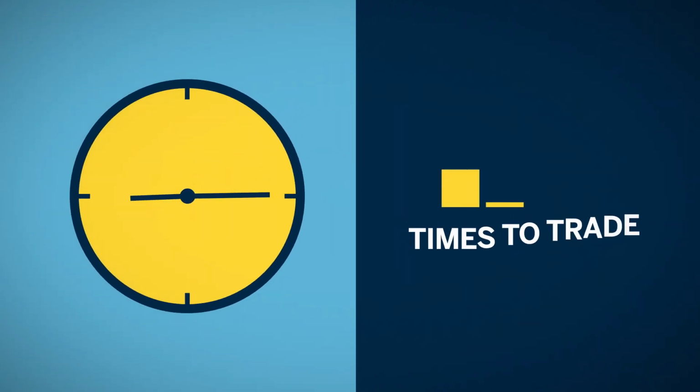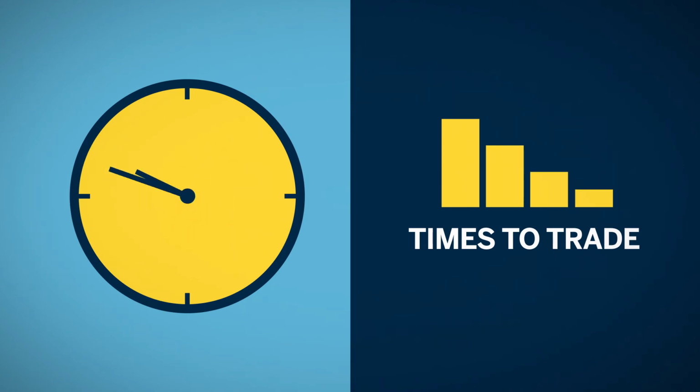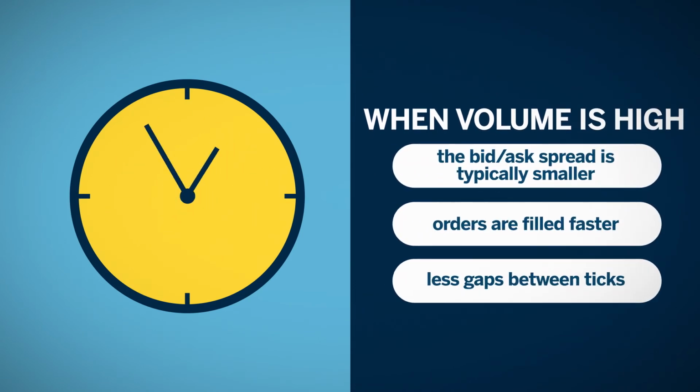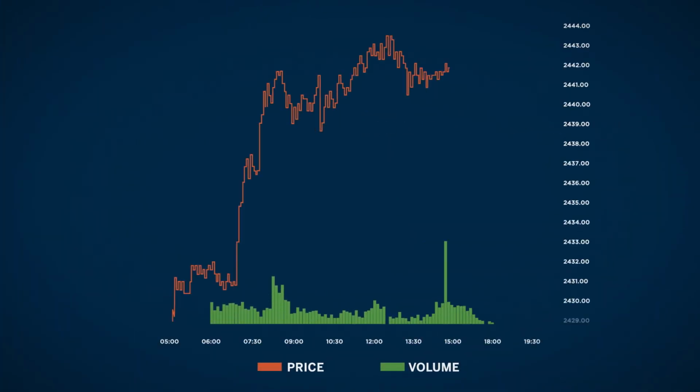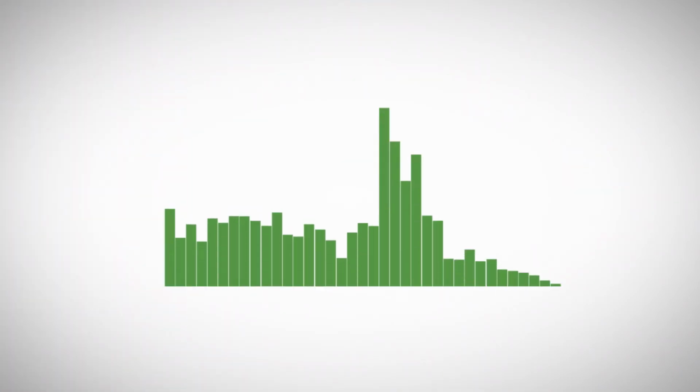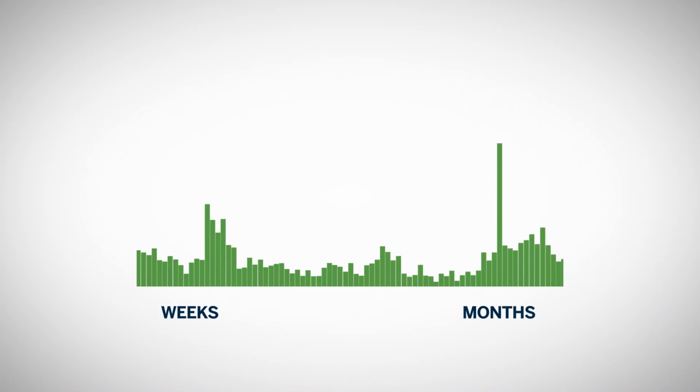Traders typically prefer higher volume times to trade, as it indicates there are more traders actively interested in buying and selling. When volume is high, the bid-ask spread is typically smaller. Orders are filled faster and there can be less gaps between ticks. For example, markets can have lower volume between the hours of 11 and 1 p.m. Central Time or right before major economic releases. Markets may have higher volumes around the open and close of the trading day or right after major economic releases. Traders can also look at average daily volume over a longer time period, such as a few weeks or months, to see if the markets are currently in a lower or higher volume than typical phase.